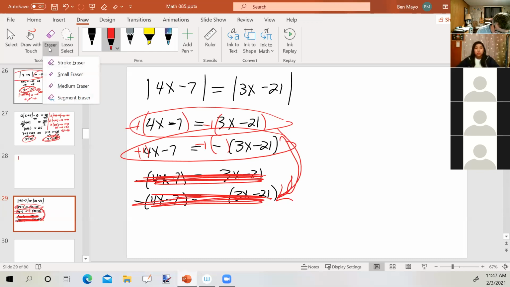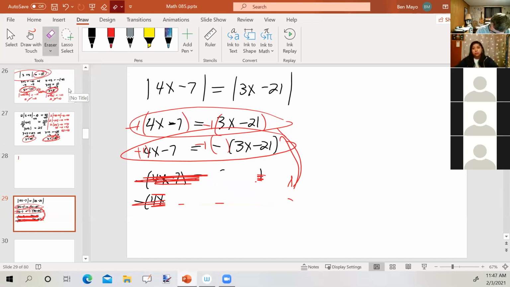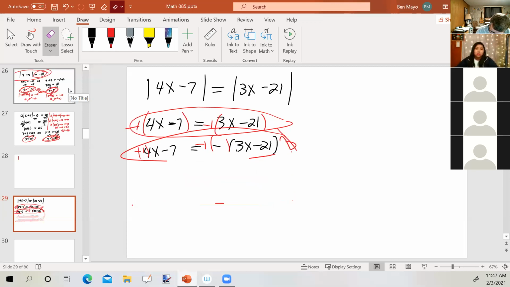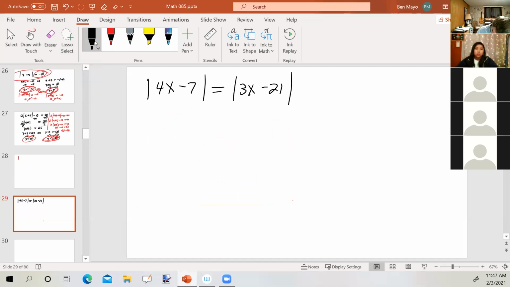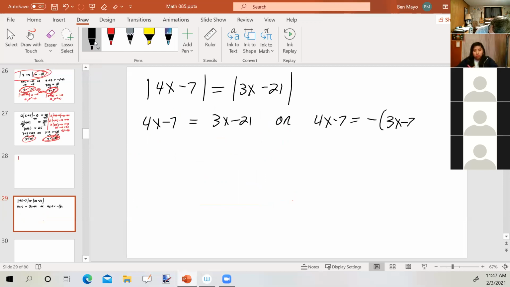Okay, so once again, I'm going to go back and erase all this extra stuff. Actually, I'm going to erase it all and just look at the 2 unique equations we'll get. One of them is what's inside equals what's inside. And the other takes what's inside on one side equals the opposite of what's inside on the other. So we just get 2 unique equations.